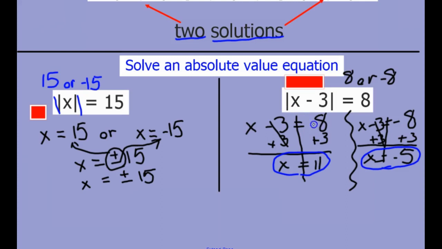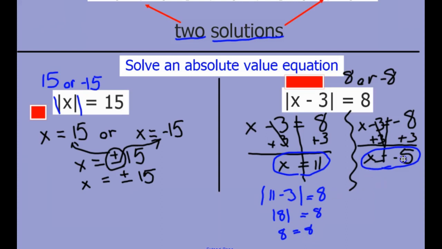We just need to put this 11 back in for our x. So we would have the absolute value of 11 minus 3 equals 8. 11 minus 3 is 8. The absolute value of 8 is 8. So this clean 8 goes into our shower, comes out clean. So 8 equals 8. They're the same number, so they equal each other.